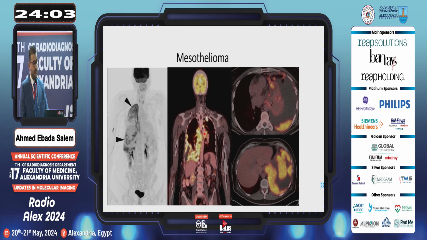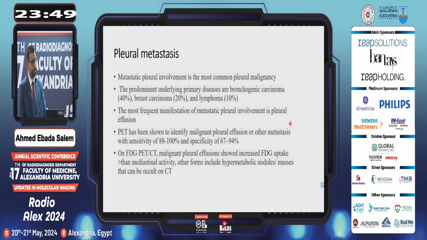This is another patient who had extensive disease related to the pleura on the left side. My first differential in this case would be mesothelioma. The second differential would be diffuse breast metastasis, pleural breast metastasis in a female. Metastatic pleural involvement is the most common pleural malignancy. The predominant underlying primary diseases are bronchogenic carcinomas, breast carcinomas, and lymphoma.